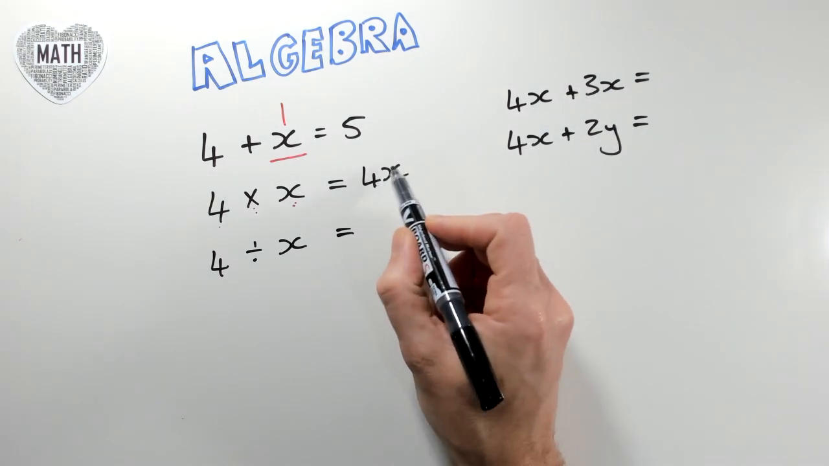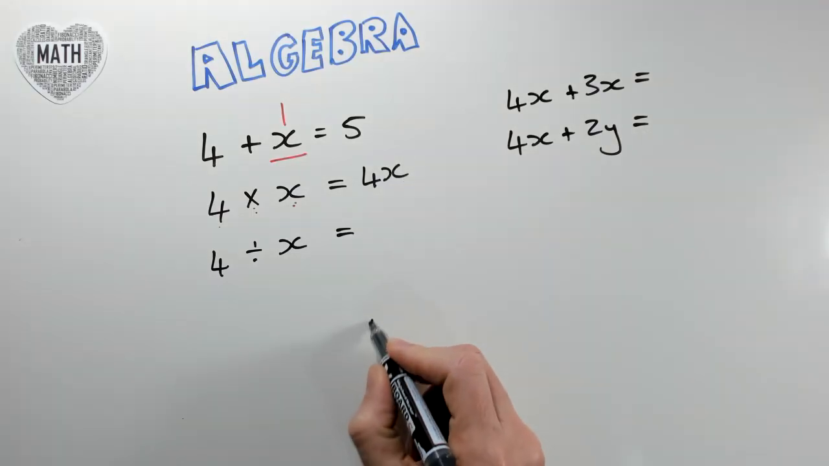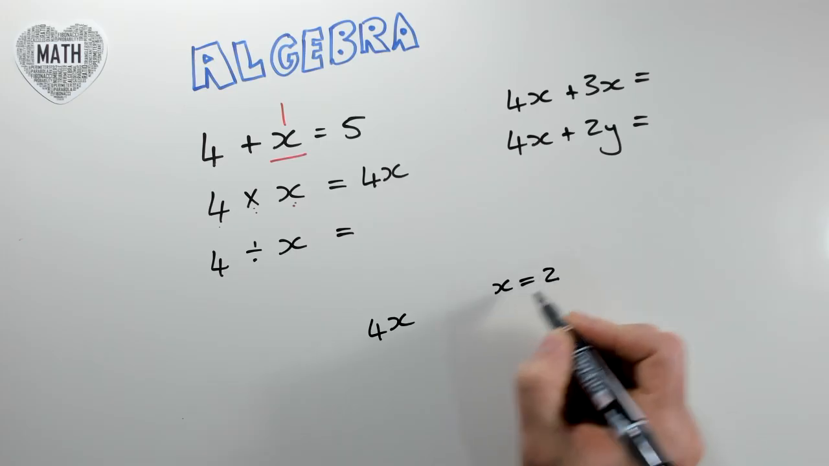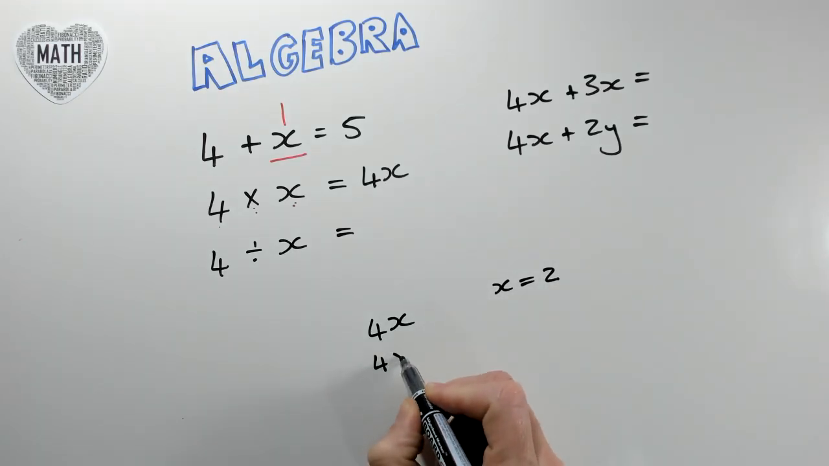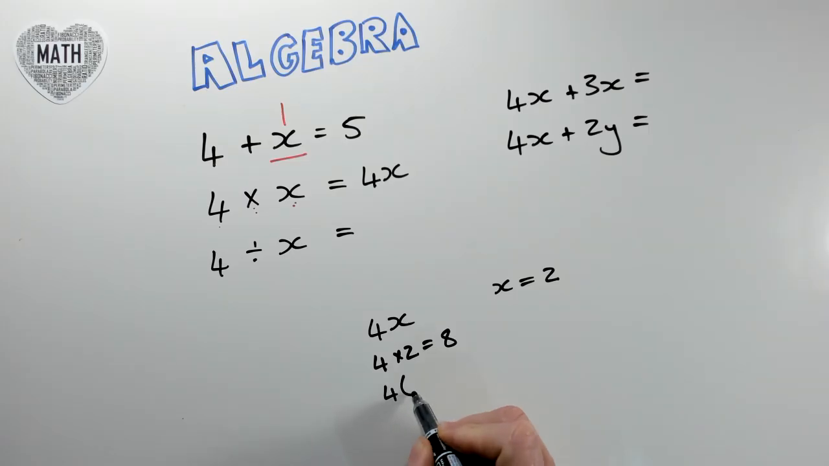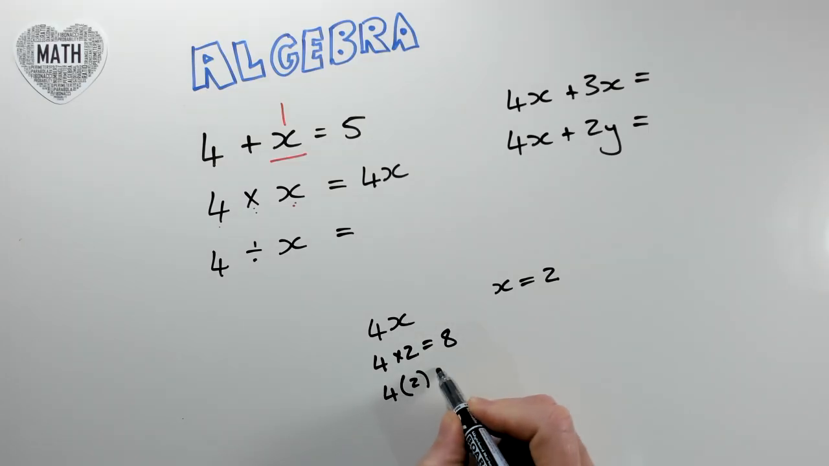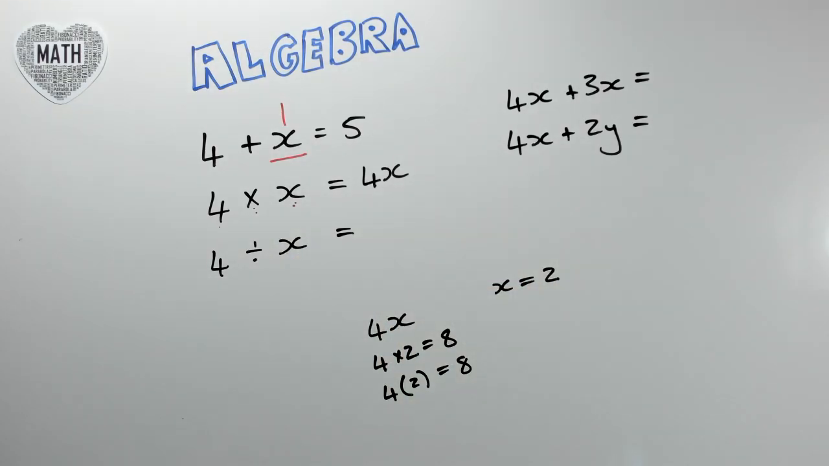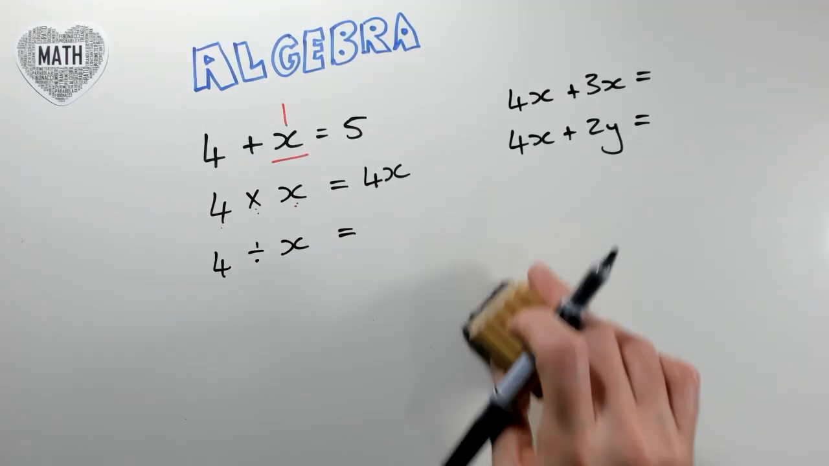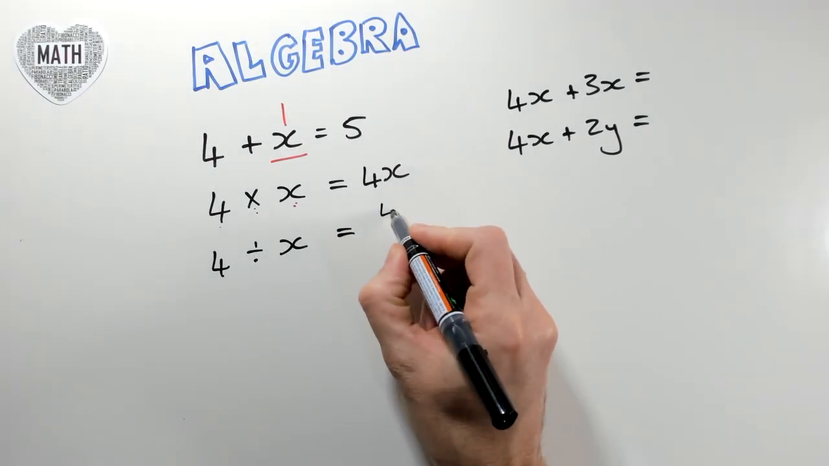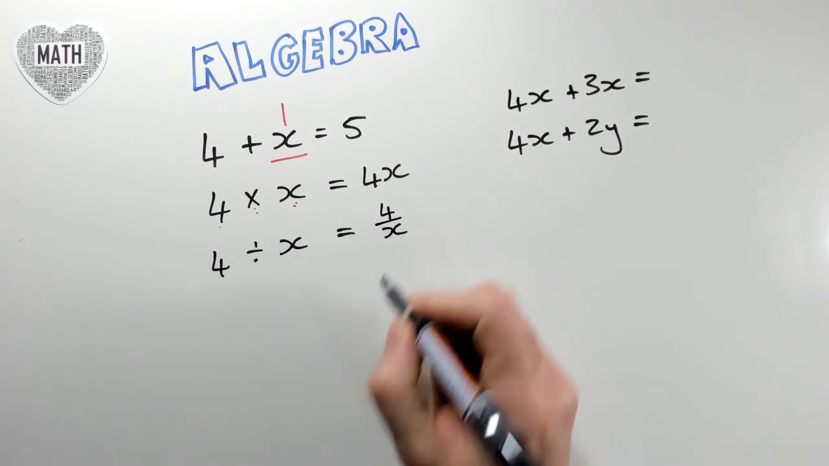So if x was equal to 2, then 4x would be 4 times 2, and that would be 8. Sometimes we can write it with a little bracket. 4 times 2 in the brackets means 4 times 2, and that's 8. So this is how we would write that. And if I had 4 divided by x, that would just be 4 divided by x.